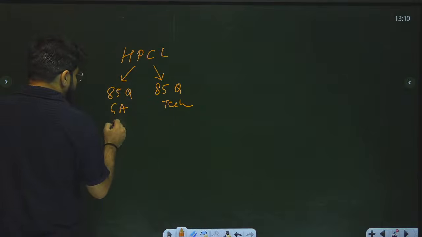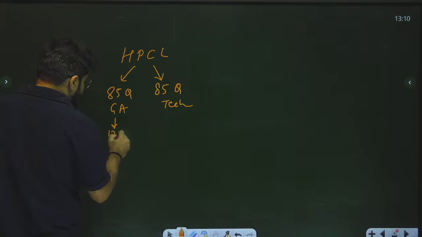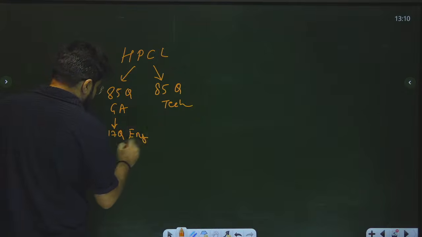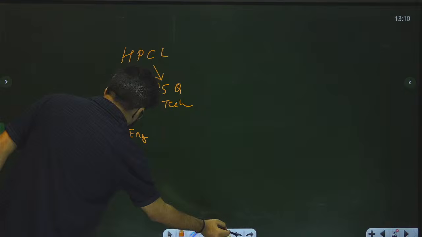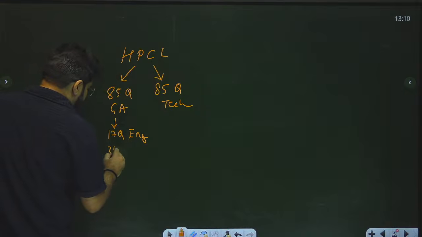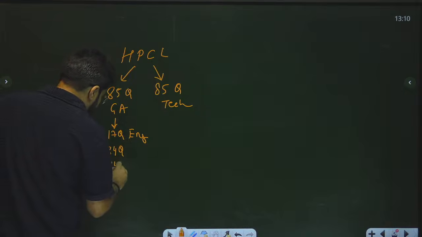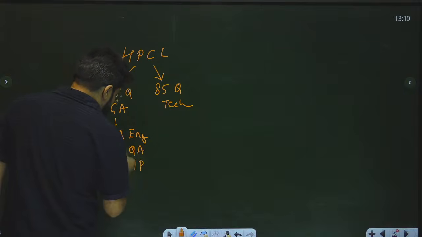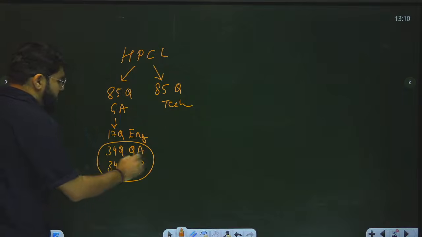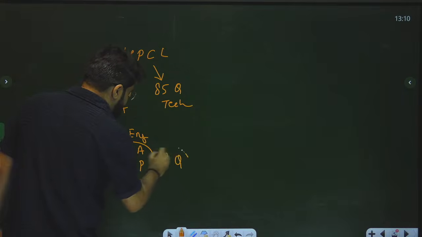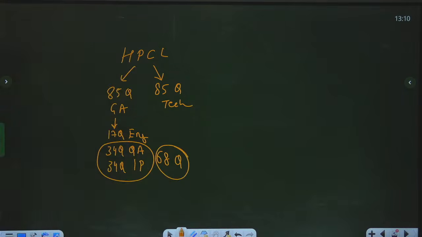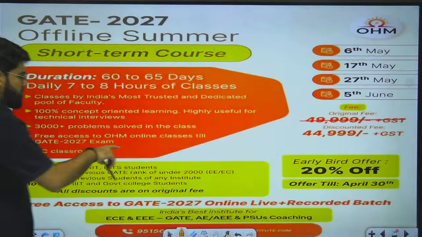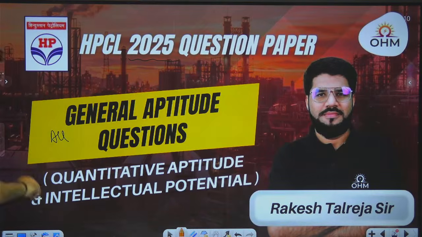Now, these 85 questions are broken down as 17 questions of English, and then you have 34 and 34 questions from quantitative aptitude and from intellectual potential. We are going to discuss all the 68 questions of the last year. So quantitative aptitude and intellectual potential, both of these sections we are going to see.